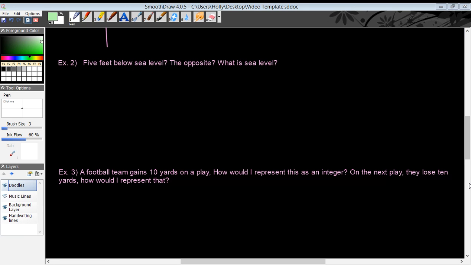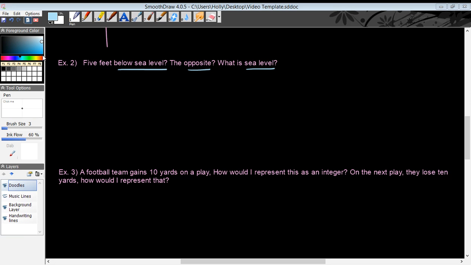Okay, let's look at another couple quick examples. Here are some real-life examples that you might see in just the world around you. The first one is 5 feet below sea level. Please, in your notes, write this down. Below sea level, opposite, and sea level. And we're going to draw a picture to show those.